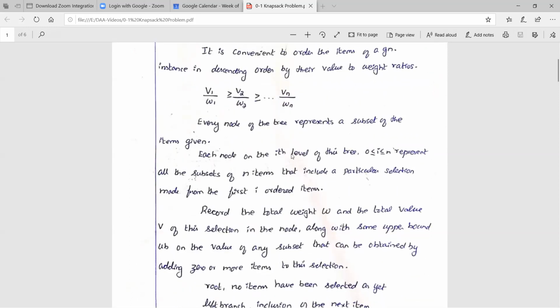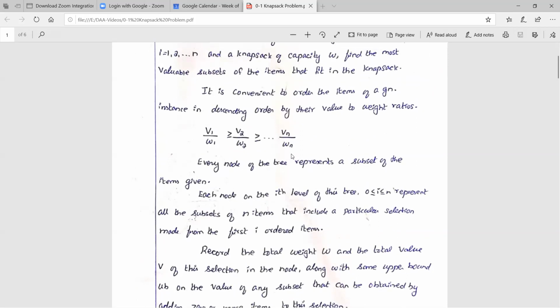In convenient order, we have to order the items of the given instance in descending order by their value to weight ratio. Here we take the value divided by weight for each and every object, and then arrange them in descending order. And then we can do the process.